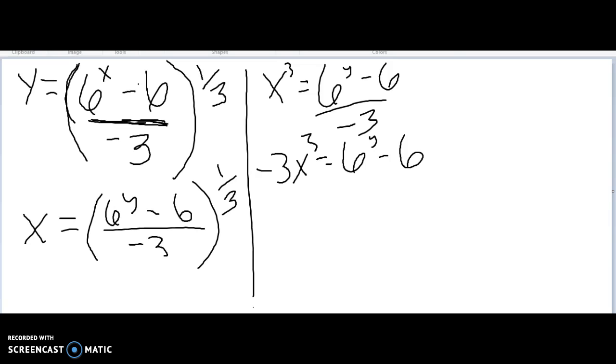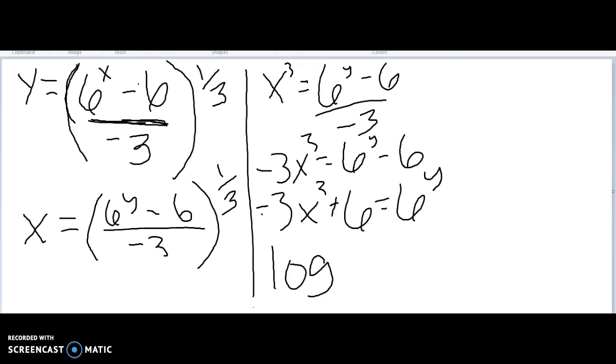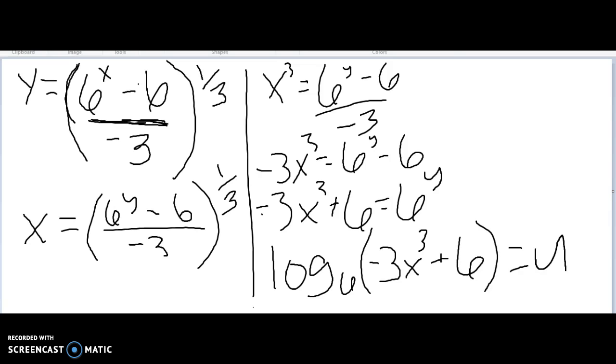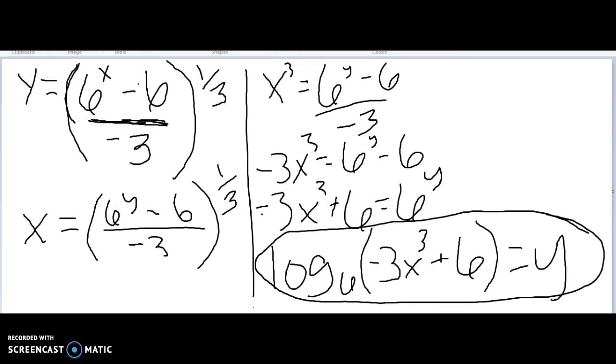Then you would take and add the 6 over, so it would be negative 3x to the third plus 6 equals 6y. I'm sorry, I forgot that 6. Then you would do the log form of that. It would be log base 6 of negative 3x to the third plus 6 equals y. And that is how you find the inverse of a function. Thank you.